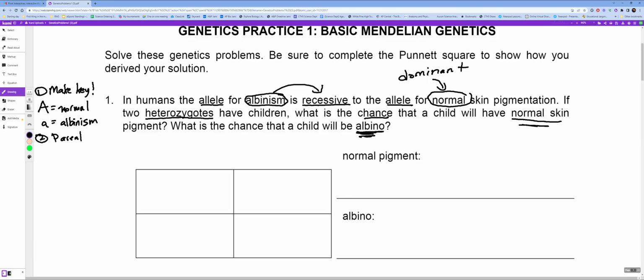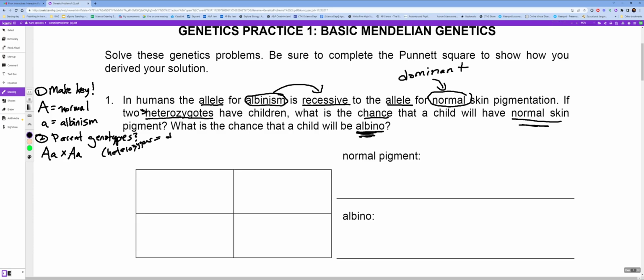parent genotypes. Well, we want to know what genotype these parents have. Of course, a genotype is made up of two alleles, and both of the parents, according to the question, are heterozygous, which means parent 1 is going to be big A, little a. Parent 2 is also going to be big A, little a.